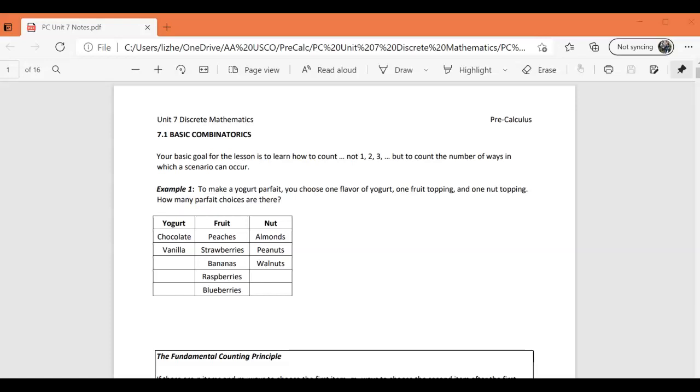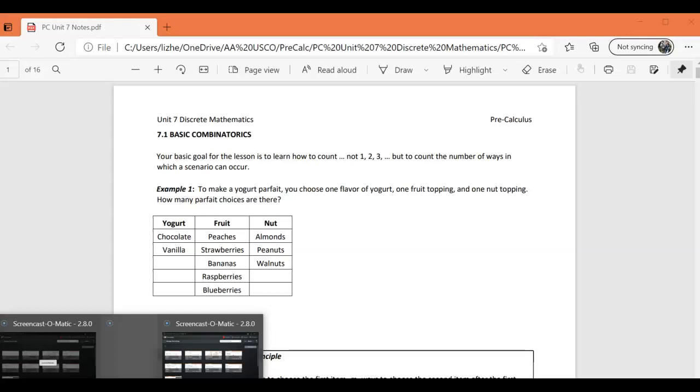Okay, pre-calculus, we are starting Unit 7, Discrete Mathematics. So, it sounds pretty intimidating, but it's not very bad. You'll be okay with it. So anyhow, here we are on Lesson 1.